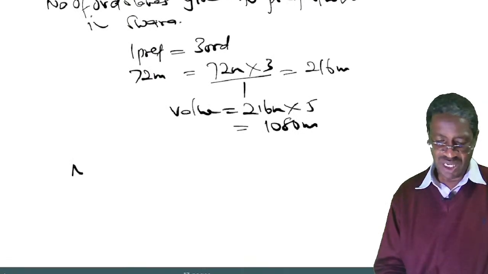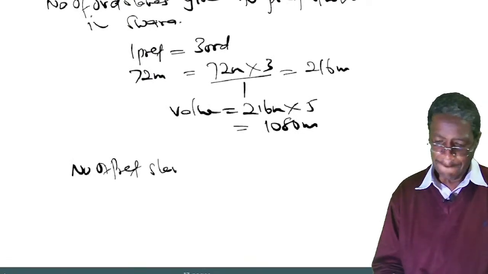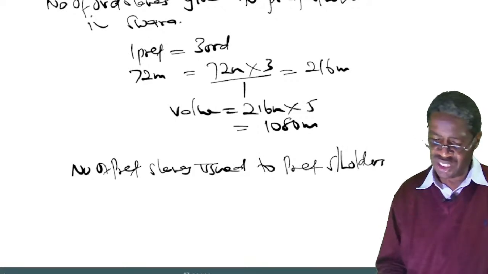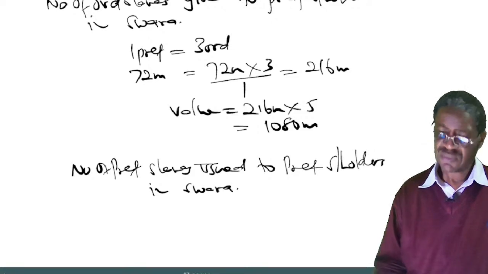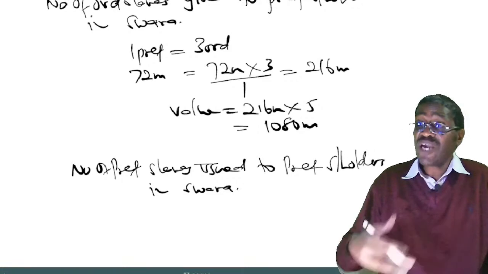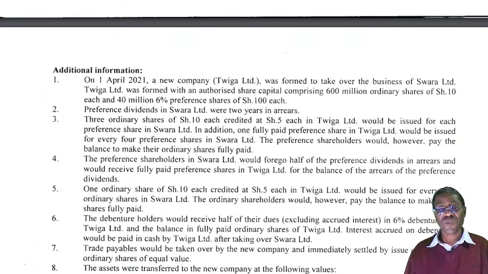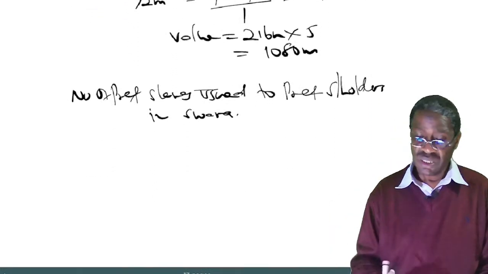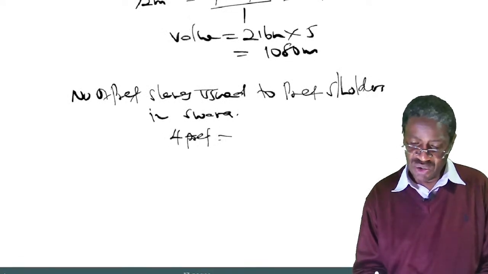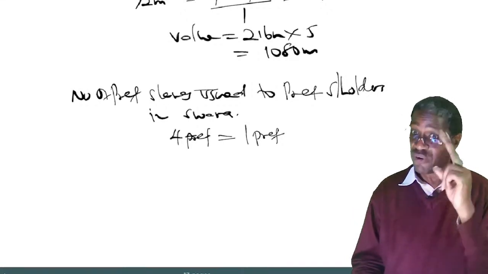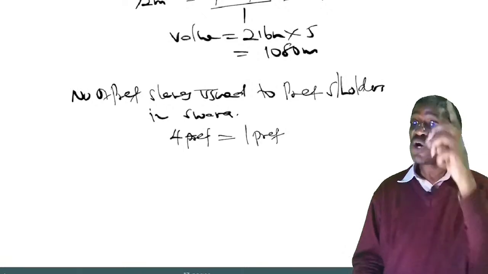Number of preference shares issued to preference shareholders in Swara. Let's go back and check. You, Twiga, are giving how many of your preference to the preference shareholders in Swara? Let me confirm. It says, in addition, one fully paid preference in Twiga would be issued for every 4. For every 4 preference in Swara, you as Twiga are giving your 1.